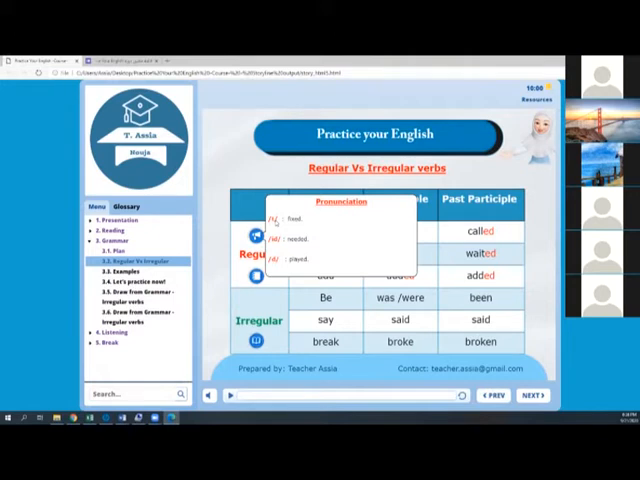Like the verb like. We don't say liked with a d. We say what? Liked. It's t. You pronounce the sound t at the end. Why? Do you know the rule?